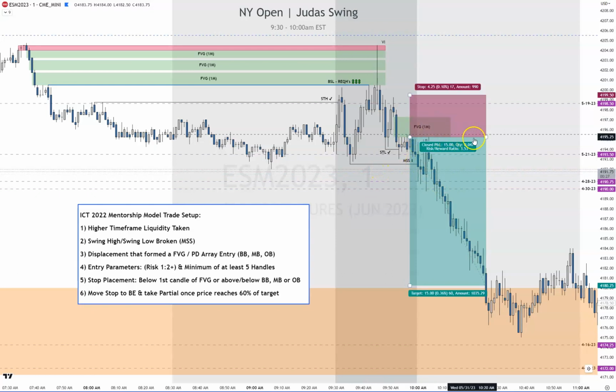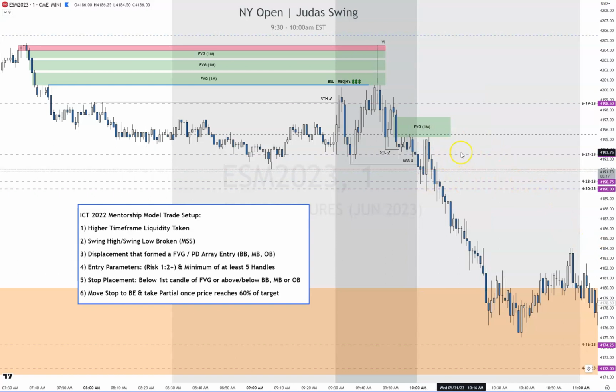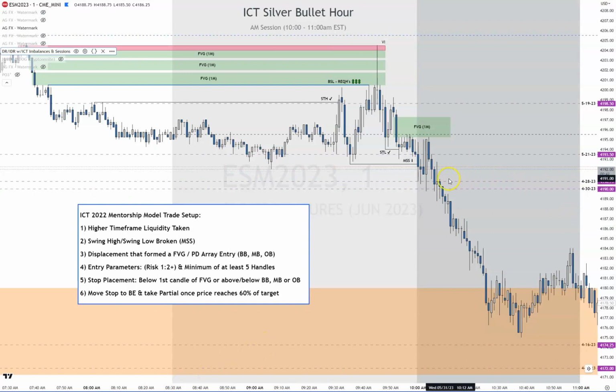Could you have traded this one? Yeah, absolutely. But I'm just showing you another option if you didn't take this trade. Okay, so I'm going to take this one off just so it quits being so blurry on here. Okay, so now I've changed it to the dark area is now the ICT 10 to 11 a.m. session silver bullet hour. So that first trade that was right here was the 9:30 open trade you could have got into. This would be a good setup for the silver bullet hour.